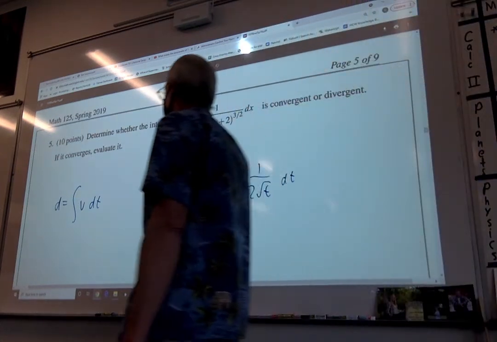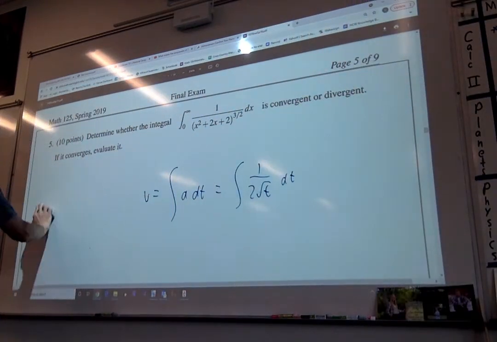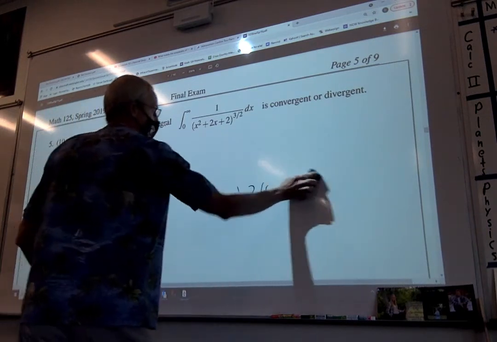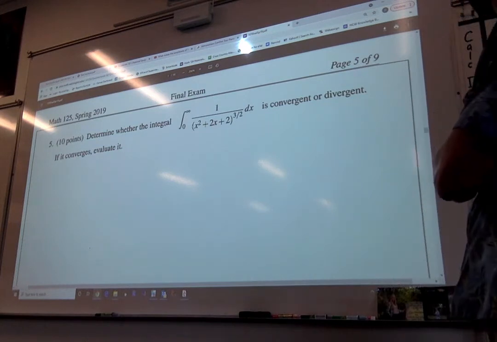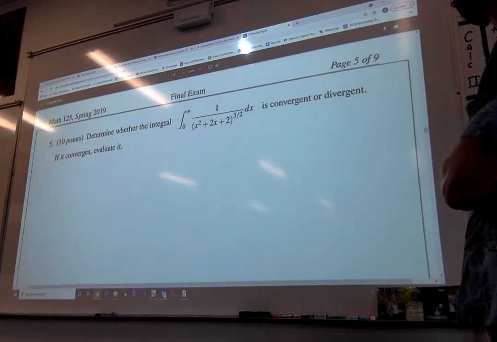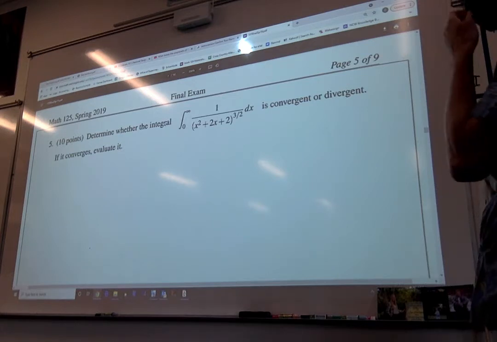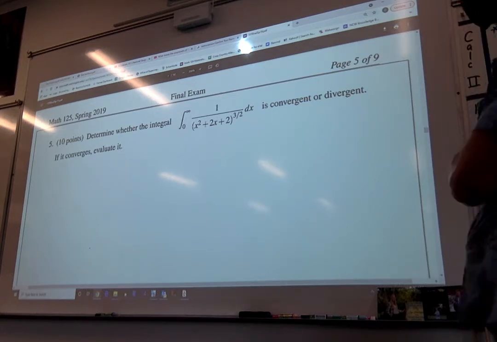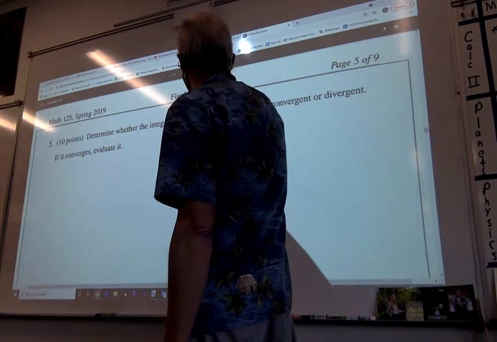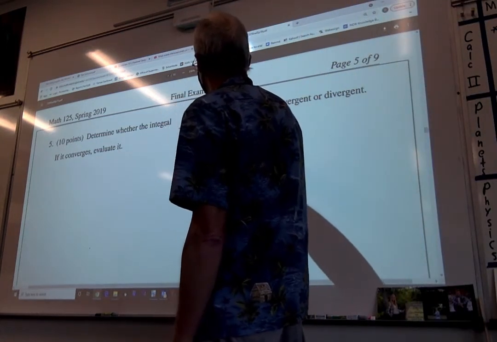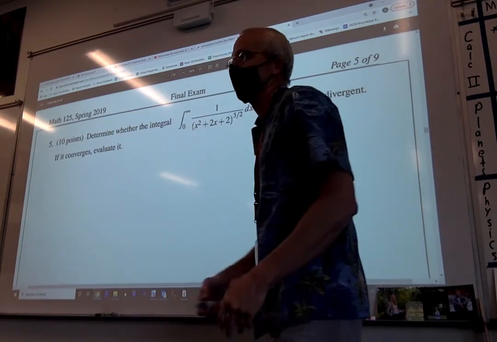Oh, the 0 to infinity ones. That's a good one to do. So, oh my gosh, look at that. x cubed plus 2x plus 2 to the 3 halves. So first we got to integrate it and then plug in 0 and infinity. Okay, first off, will this be 0 at any place in between?